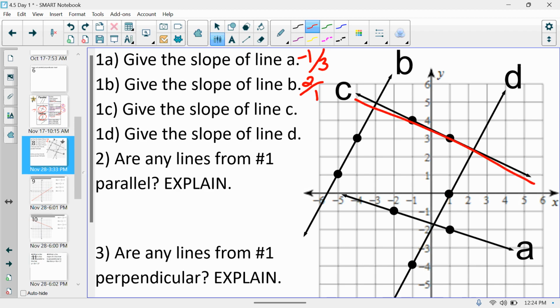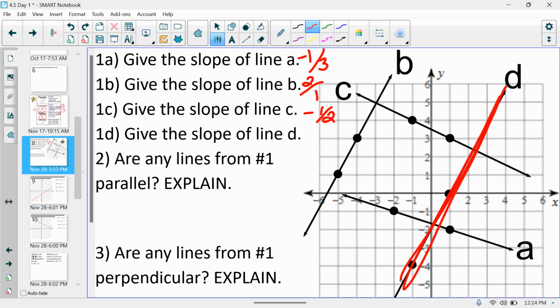What about line C? What's the slope of that one? Rise over run. Anybody got it yet? Madeline? Perfect. We're going down 1 and right 2. So we want to put -1/2.